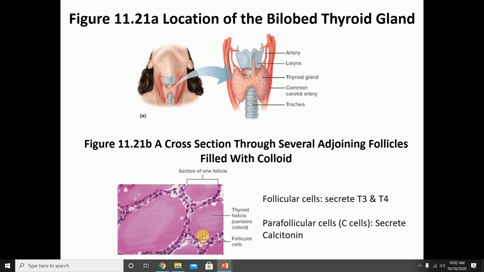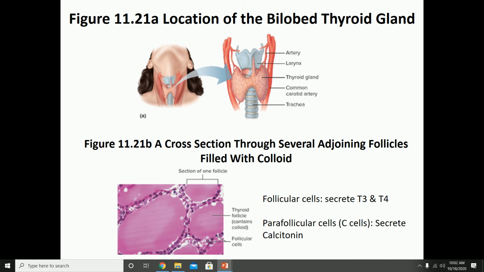And if you look at the microscopic picture, you will find these big follicles, and the follicle has a lot of pink colloid, and that is where the thyroxine hormone is stored. These thyroid follicles are lined with follicular cells. These follicular cells are going to produce thyroxine.